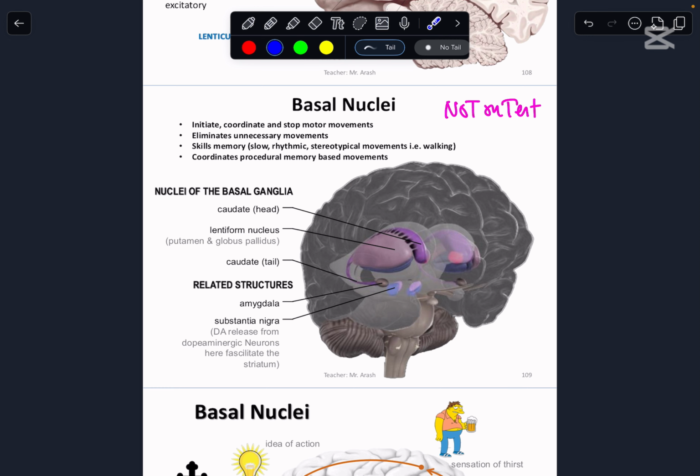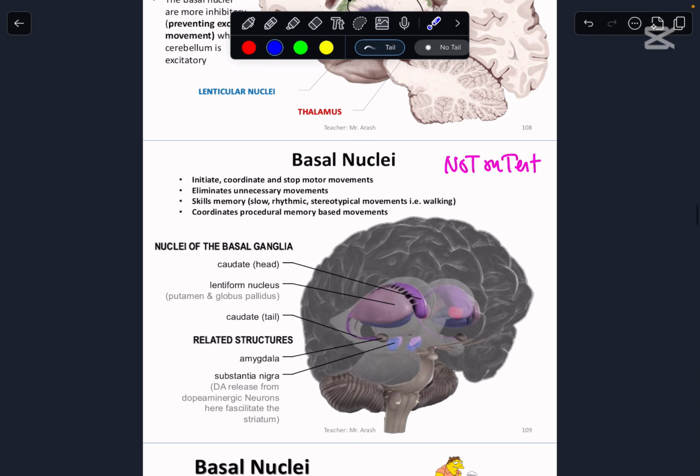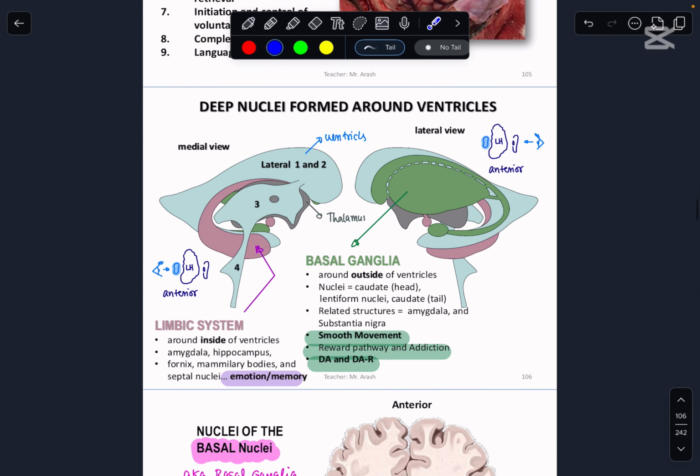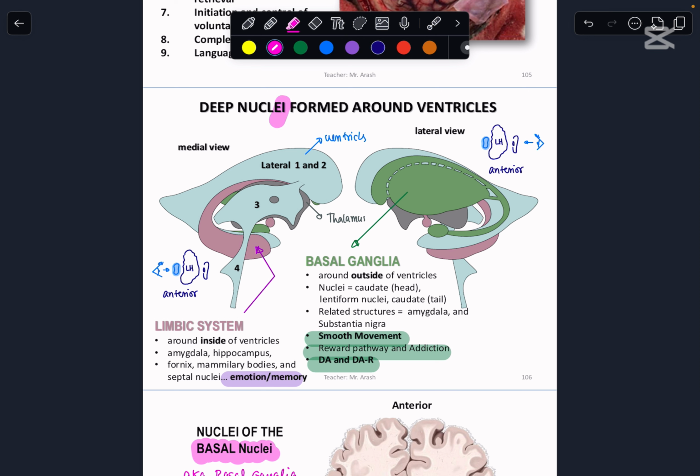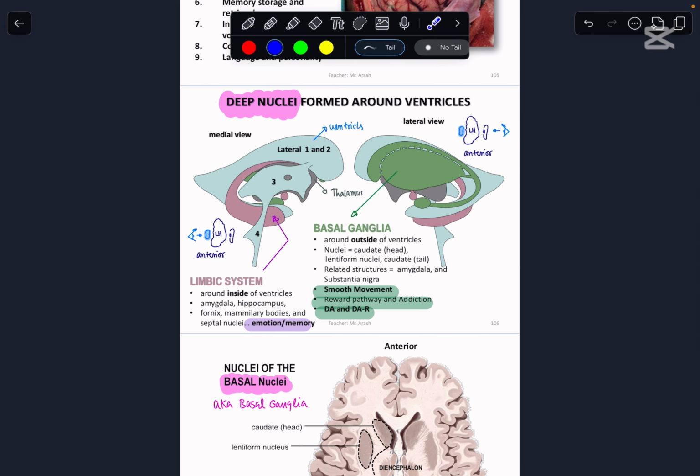But what you should know for the future is that the basal nuclei, basal ganglia, have different parts, and that's the microanatomy of the basal ganglia. You can see those here. And of course, the amygdala and the substantia nigra are part of the limbic system, which work with the basal ganglia to carry out their own functions. It's important to understand that when we look at these deep nuclei, especially the basal ganglia and the limbic system, they always work together, always, always.